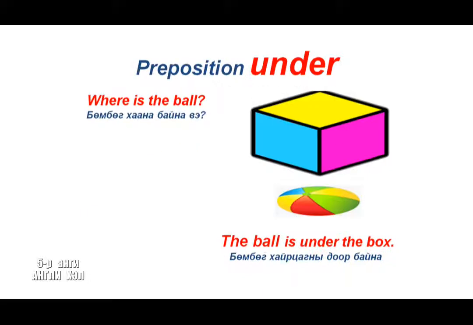Next. Okay. Preposition is under. Under. Where is the ball? Where is the ball? The ball is under the box.